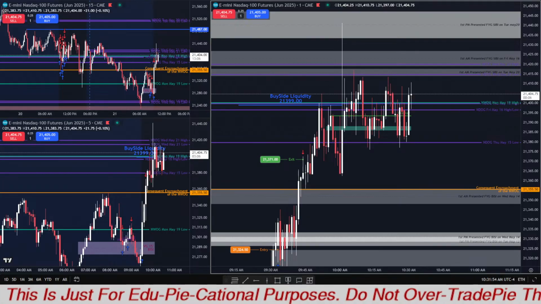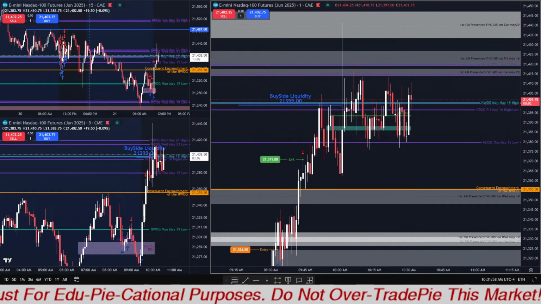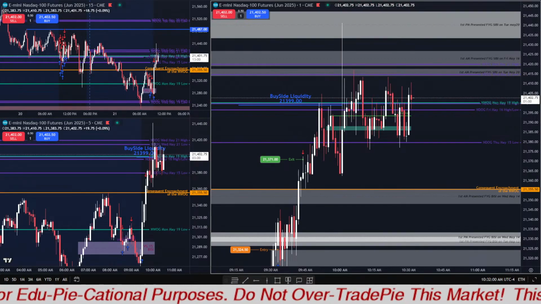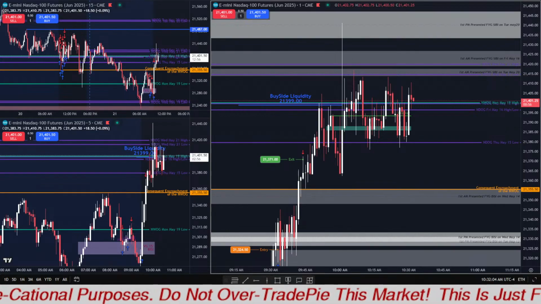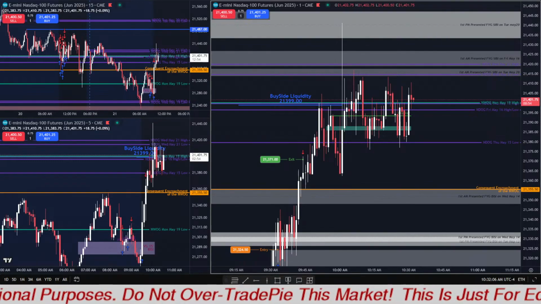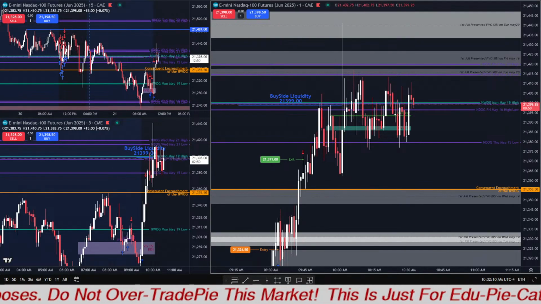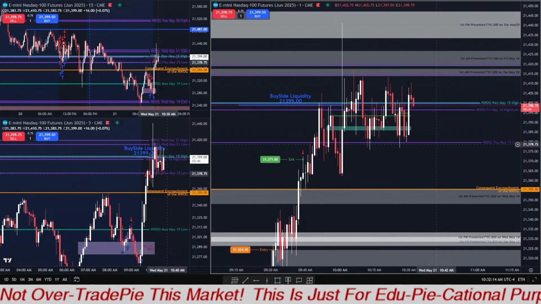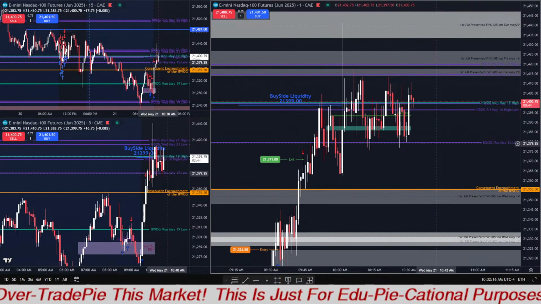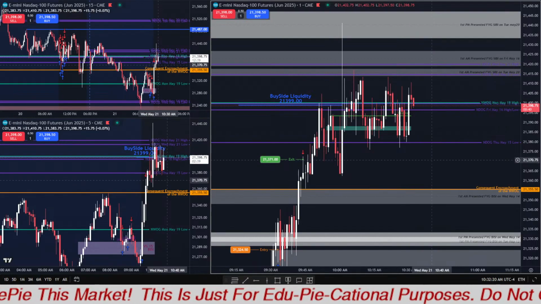Once again, we tap into the new week opening gap. You can see the amount of candles touching this new week opening gap's high, as well as the new day's opening gap's high, and the market is basically gyrating between these two levels: the low of the new day opening gap and the high of the new week opening gap.